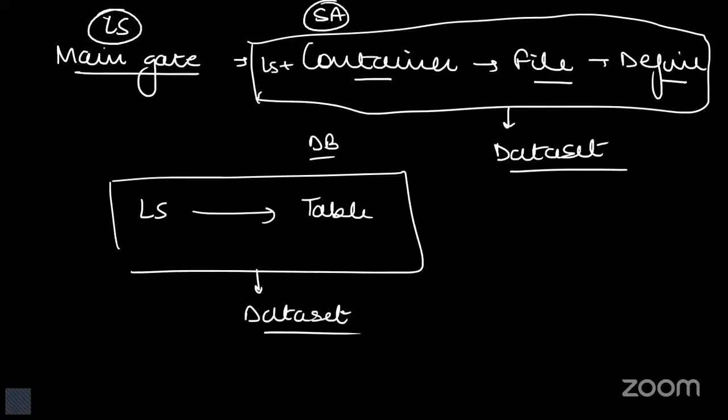Does it make sense? A linked service is like your access to the main gate. When you access the main gate, you will have a container where your file is. Inside the container, you will select the file, and then you will define the file. What type of file is it? Whether it's a CSV file or a Parquet file or a JSON file. That definition of the file, all of this put together, is called a data set. Clear? When I create it in front of you, it will make more sense. Any doubts here?